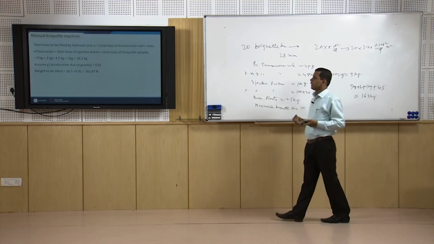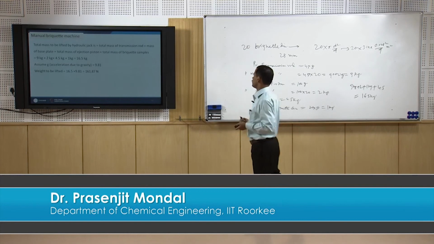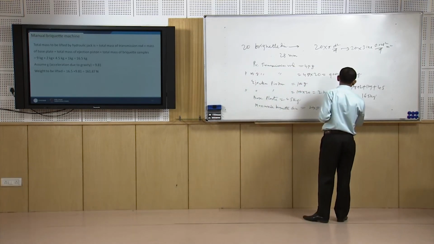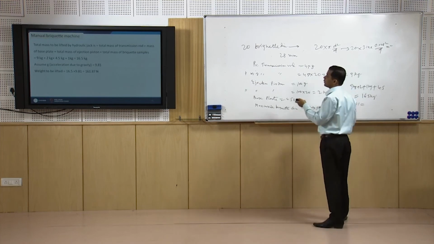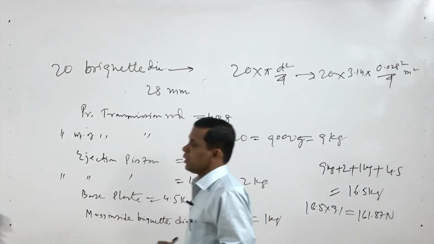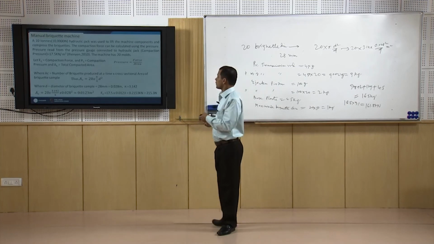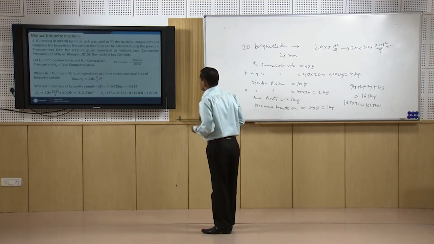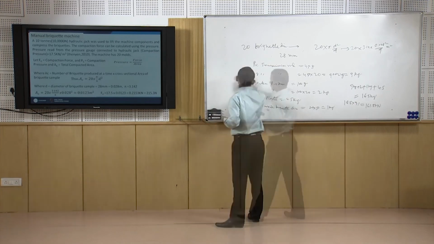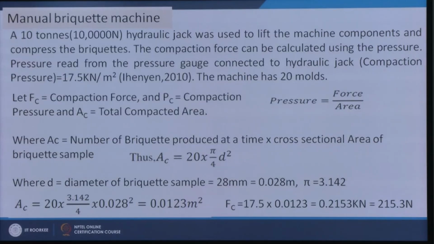If the g value is 9.81, then the weight to be lifted in Newton will be 16.5 into 9.81, that is equal to 161.87 Newton. So this much weight has to be lifted by the machine. Now let us see how much force will work. Here, say a 10 ton hydraulic jack was used to lift the machine components and compress the briquettes.